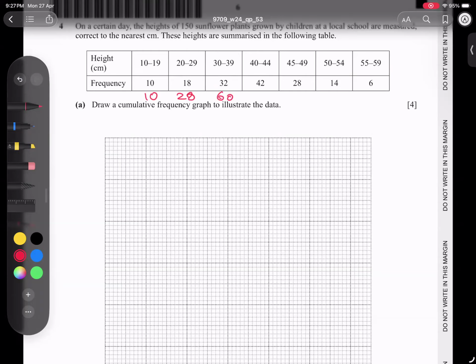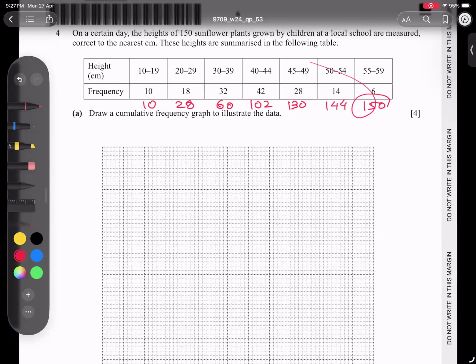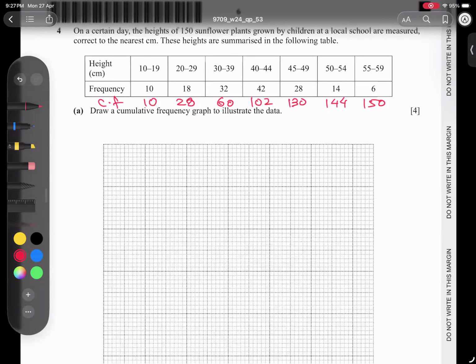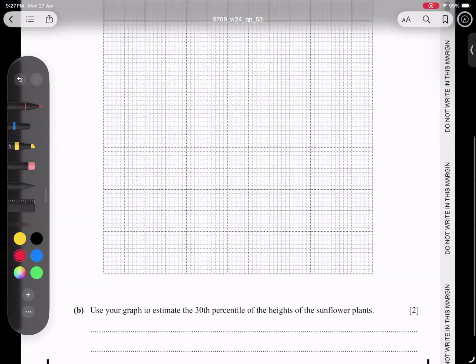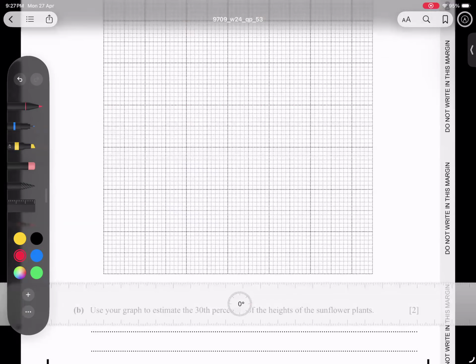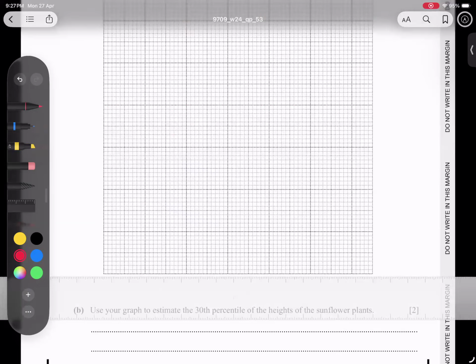60 plus 42, we are getting 102. And 102 plus 28, we got 130. And then the next one, 130 plus 20, and the total is 150, which I think is mentioned on top even. Okay, this is the cumulative frequency table now. Students, we have to go for the diagram, drawing. Drawing means accurate, not sketching, make sure.